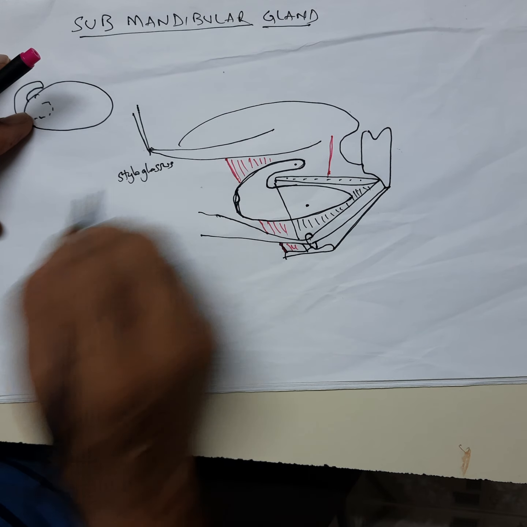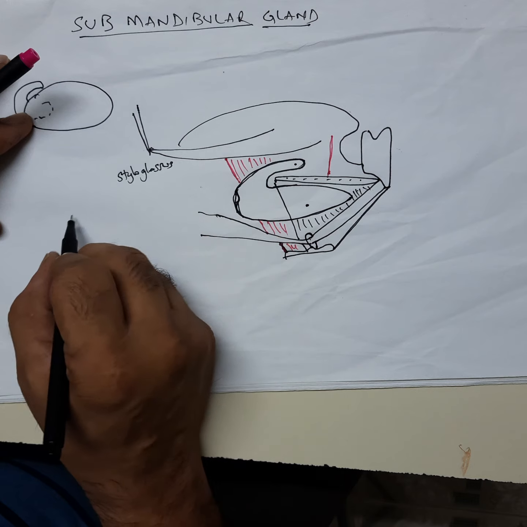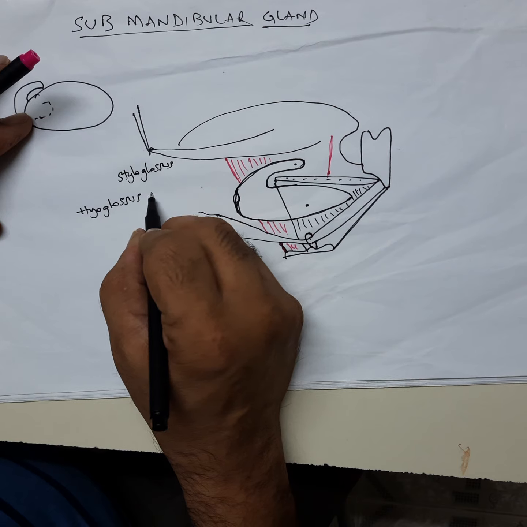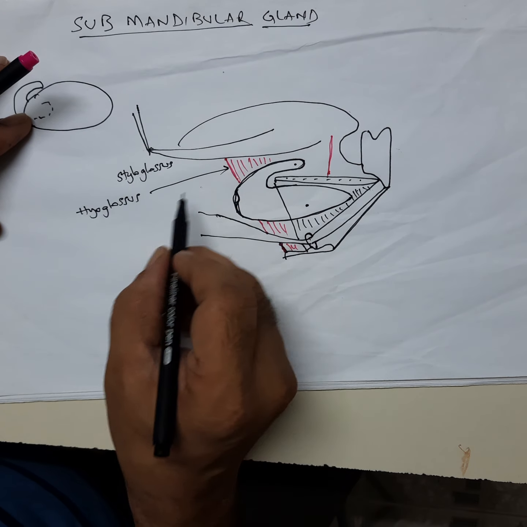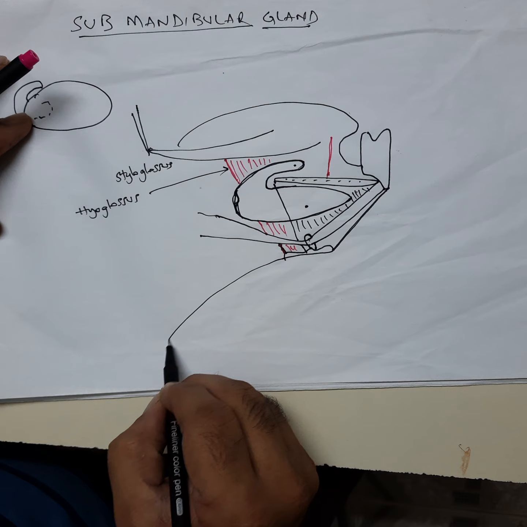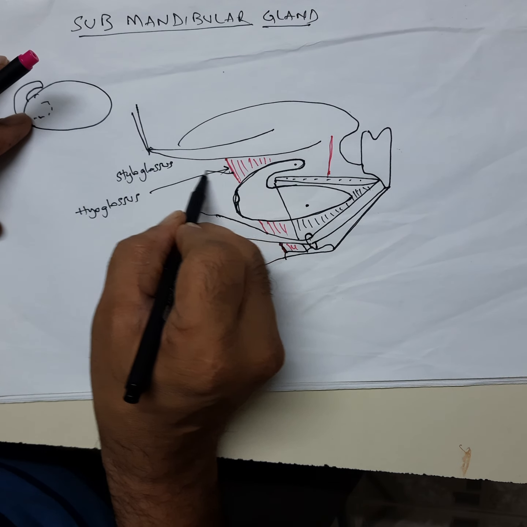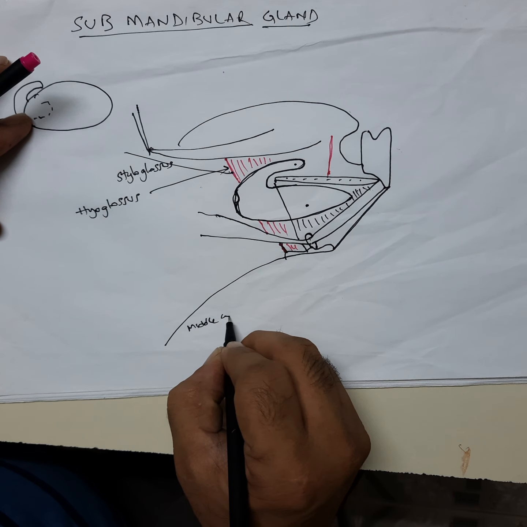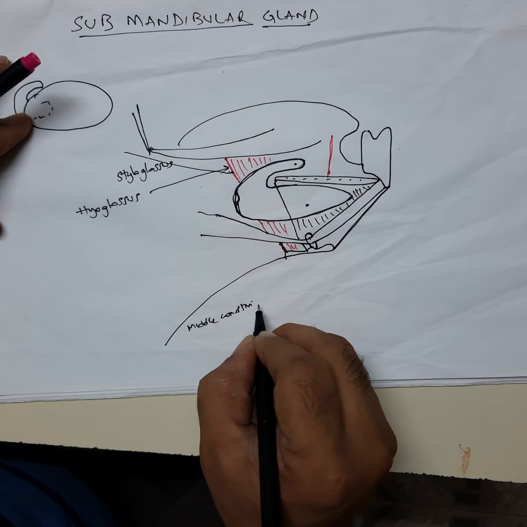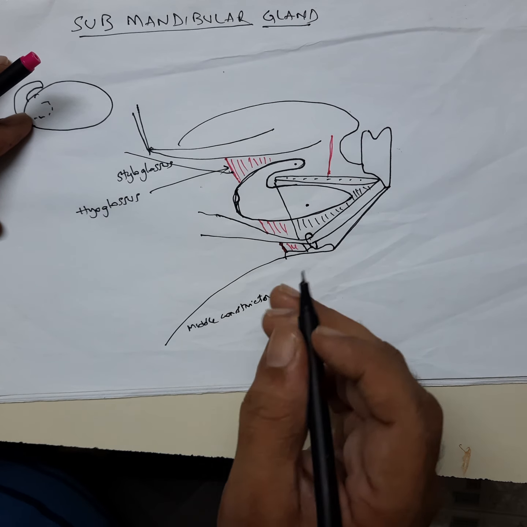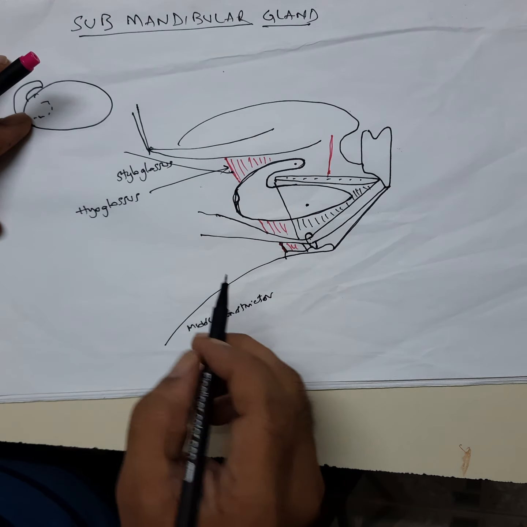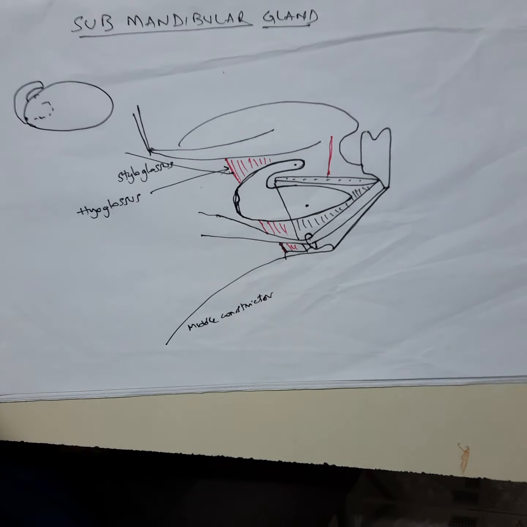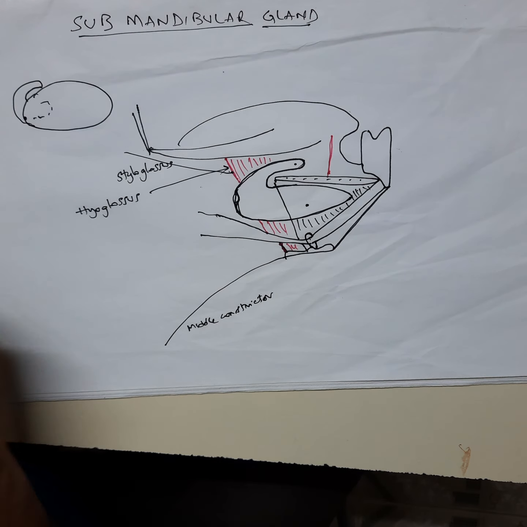Styloglossus, and this is the hyoglossus. This is the hyoglossus, and this part is the middle constrictor muscle. If you learn this diagram, you can easily say the relations of the gland. So, here we have the middle constrictor, and from the styloid process we have another muscle which comes down like this.